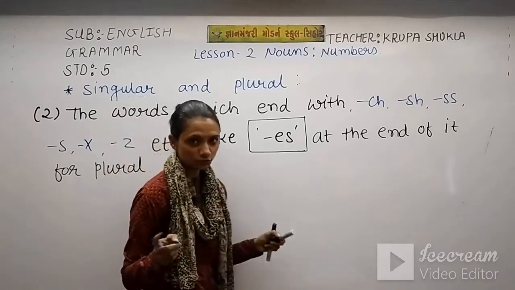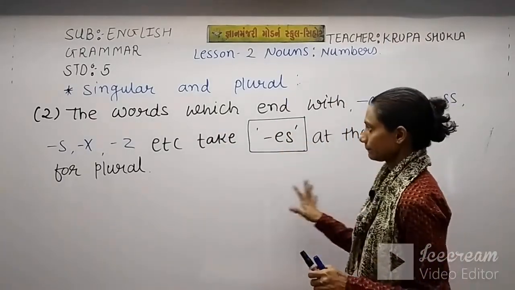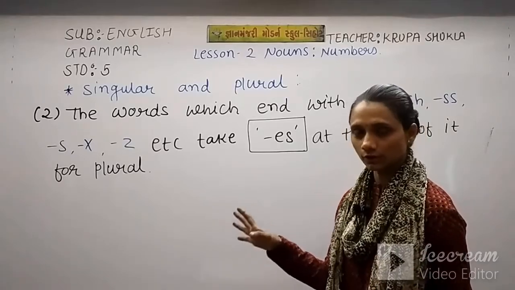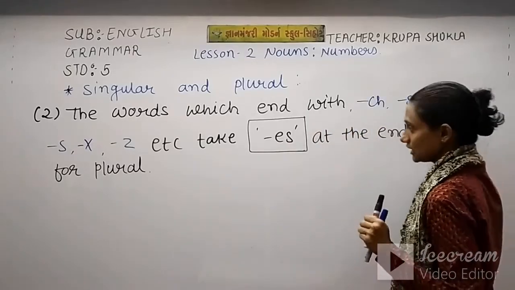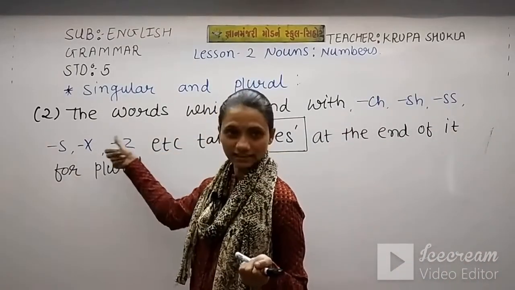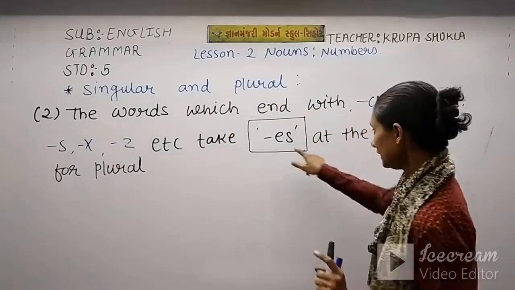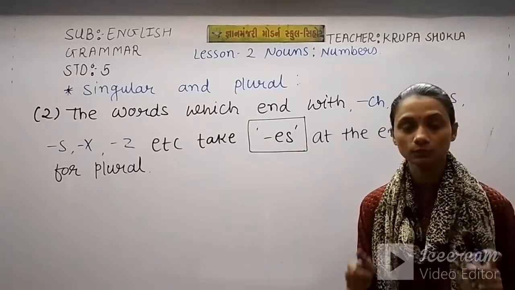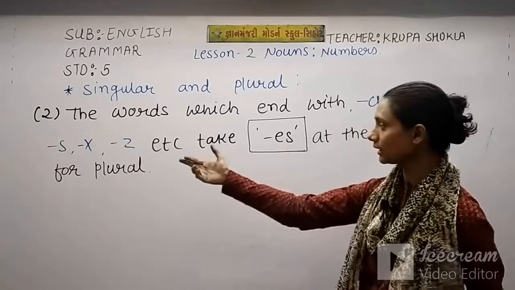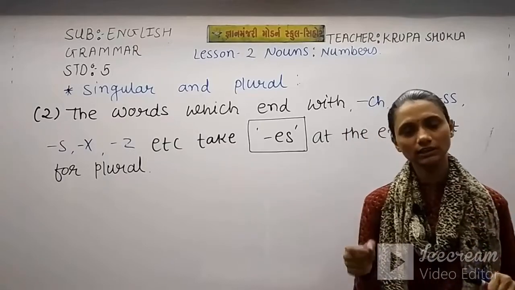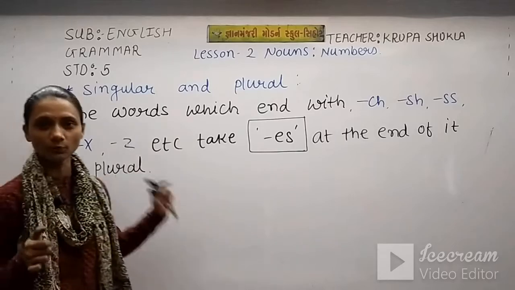See, in the first rule we have discussed that generally we put s to make it plural. Now in the second rule we are talking about the words which end with ch, sh, double s, s, x and z. So what to do with this kind of words? So we have to put es to make these words plural. So if you want to make this kind of words ending with this blue colored letter plural, we have to put es at the end of that. See, let me give you examples so it will be more clear to you.